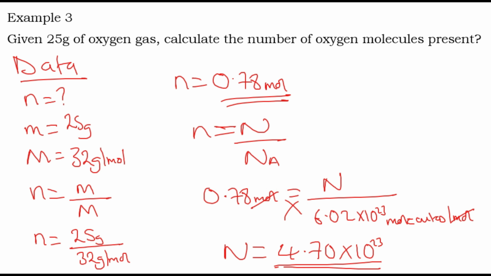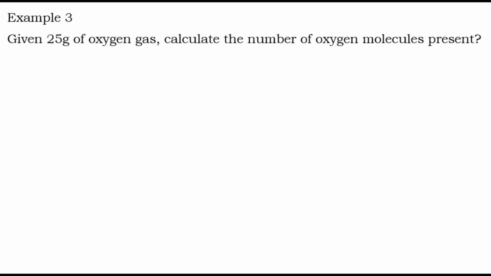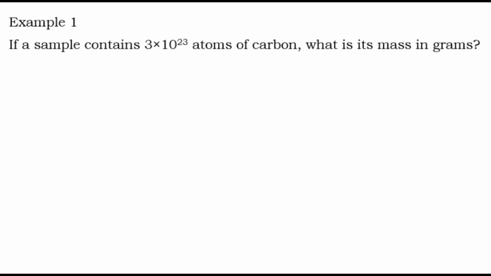So now let's look at the next type of conversion. What if you're trying to move from molecules and you want to get to mass? What do we do? Let's look at some examples. Example number one, converting number of particles to mass. If a sample contains 3 by 10 to the power 23 atoms of carbon, what is its mass in grams?